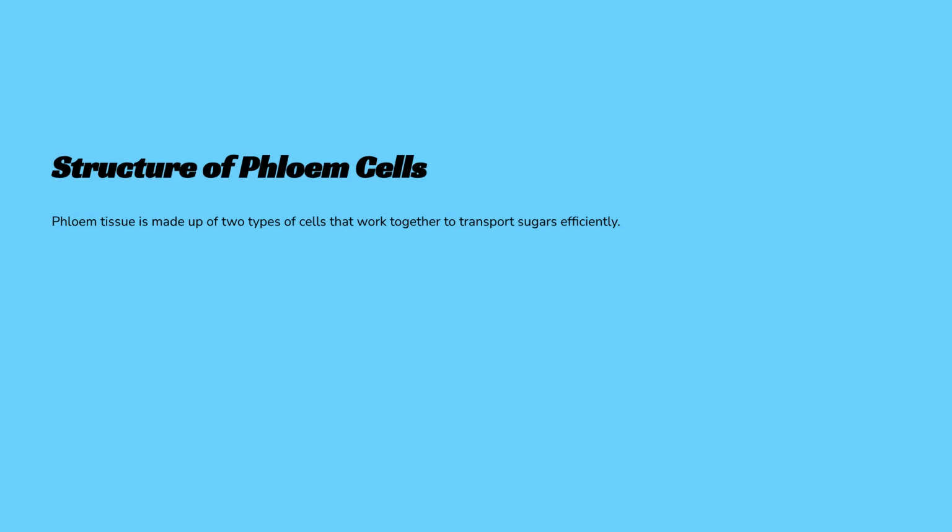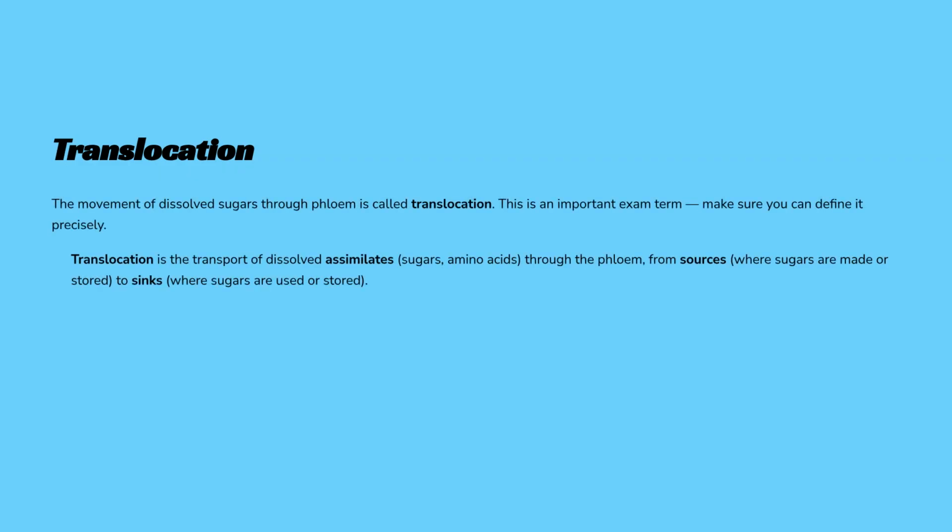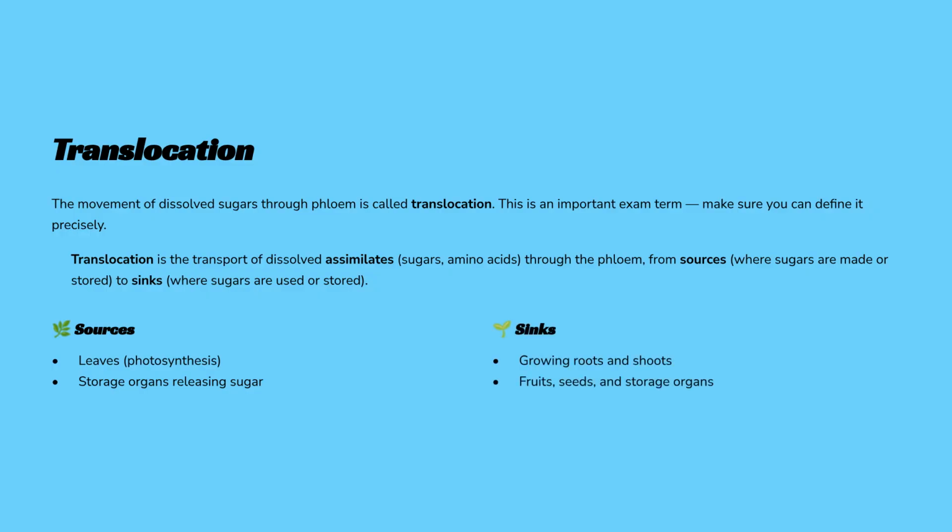Phloem tissue is composed of sieve tube cells and companion cells. Sieve tube cells are long, living tubes with perforated sieve plates. Companion cells are packed with mitochondria to provide energy for active sugar loading. The movement of dissolved sugars through phloem is called translocation. It is the transport of assimilates from sources, like leaves, to sinks, like growing roots, shoots, and storage organs.